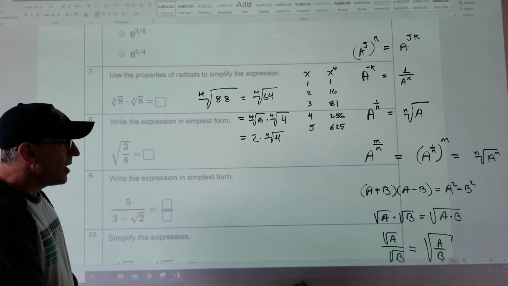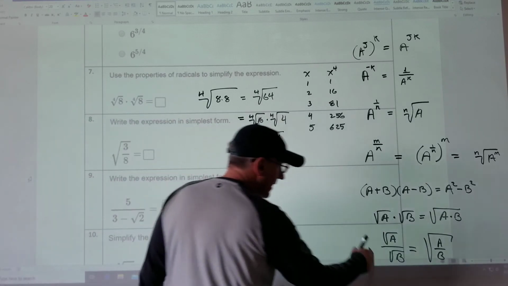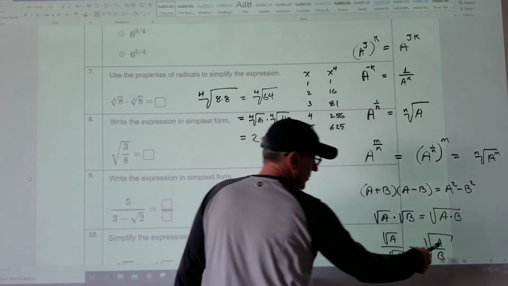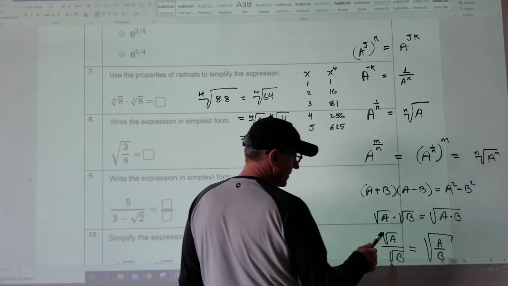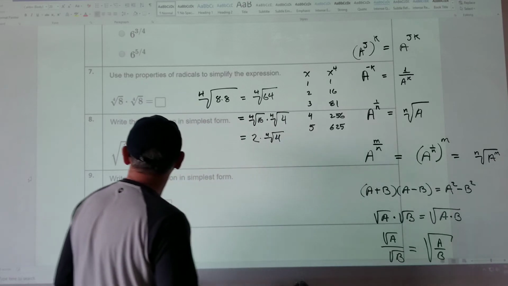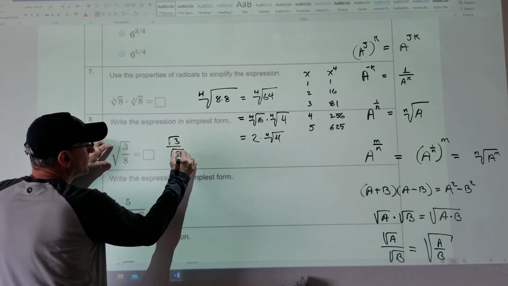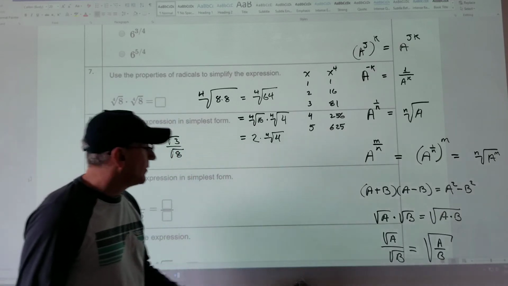Now, you're going to need to know this rule way down here, which if you can't see it, basically says, read backwards, the square root of a quotient is the quotient of square roots. That is, you can break this up into root 3 times root 8. I guess that's an improvement.